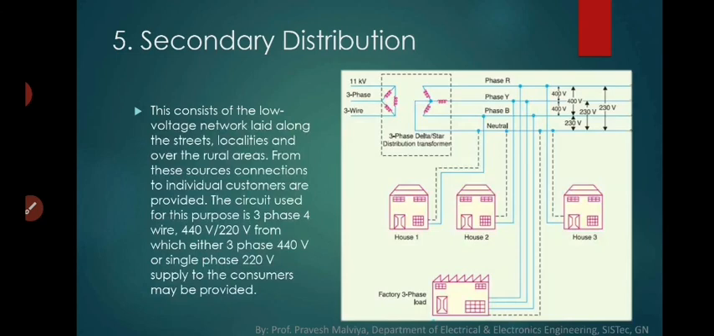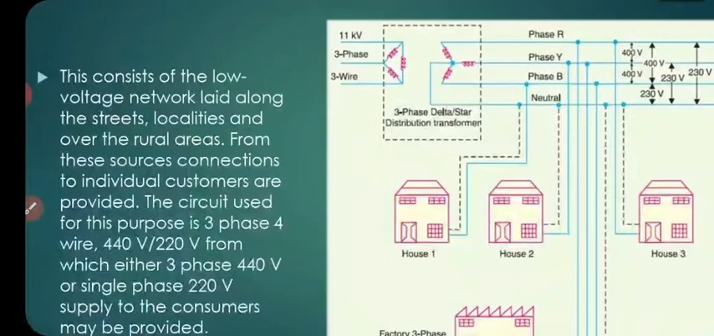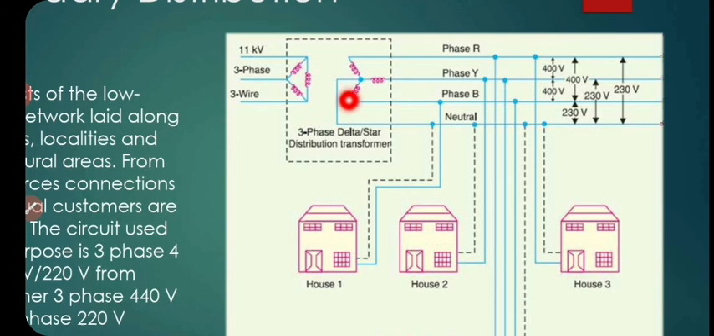And now finally we talk about the end distribution section, that is the secondary distribution. Now that 11 kV input transformer will give us three phase 440 volt output. So that's a distribution transformer. We have seen that transformer in our colonies, in our campus. The incomer for that transformer is 11 kV, three phase, three wire. It is a delta to star transformer, and it steps down that 11 kV to 440 volt of three phase, four wire system.